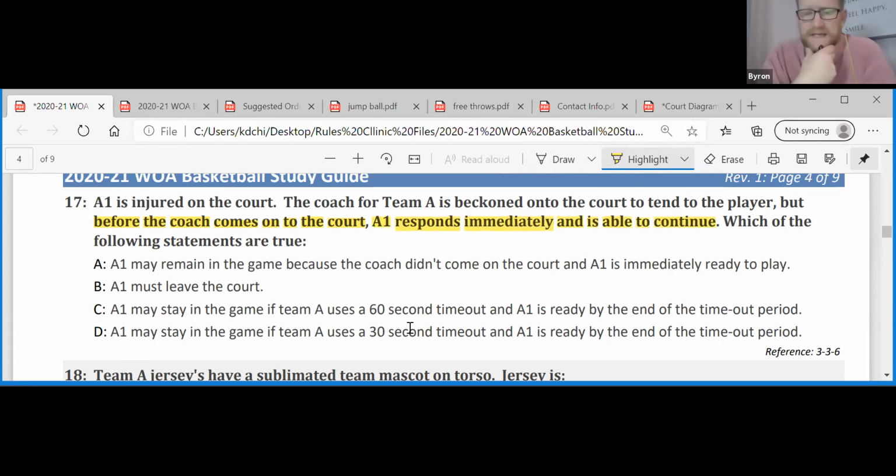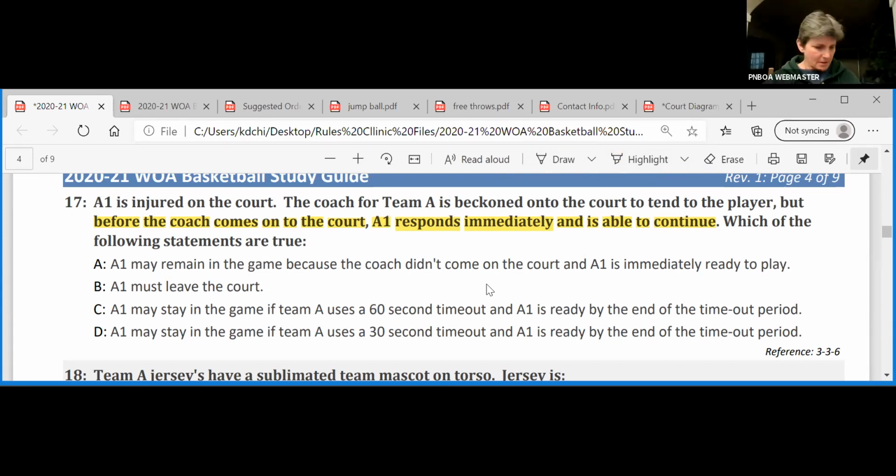I'm going to say D, because if the coach was beckoned to come onto the court, that means the officials stopped the game. Okay. Everybody else agree? I'd agree with that. I said A, because the coach did not come onto the court. Even though he was beckoned, he did not actually enter the court. I also said A for that reason. I said A as well.